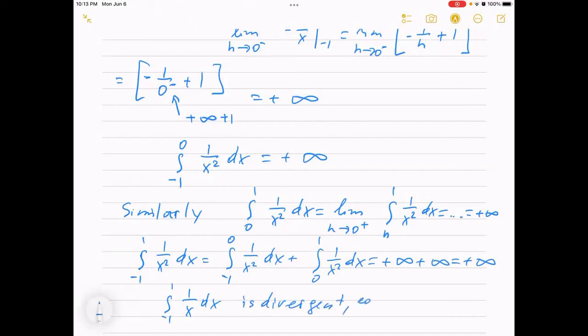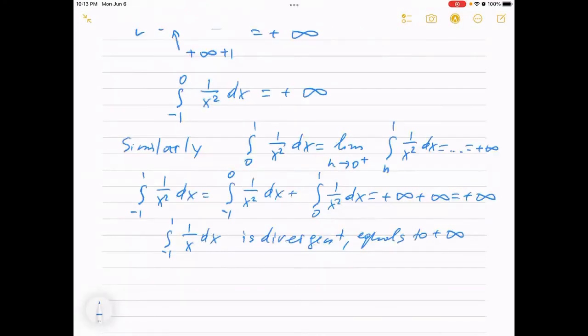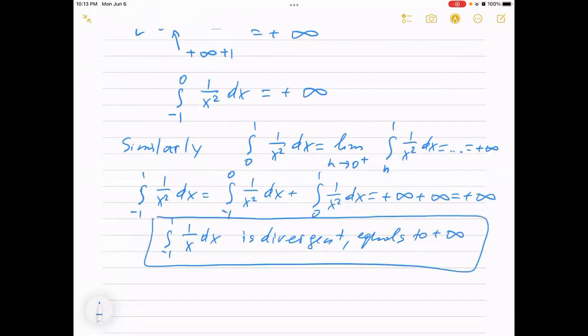Equals +infinity. Divergent means the value of the integral is not equal to a finite number. So that's going to be the answer to this question.